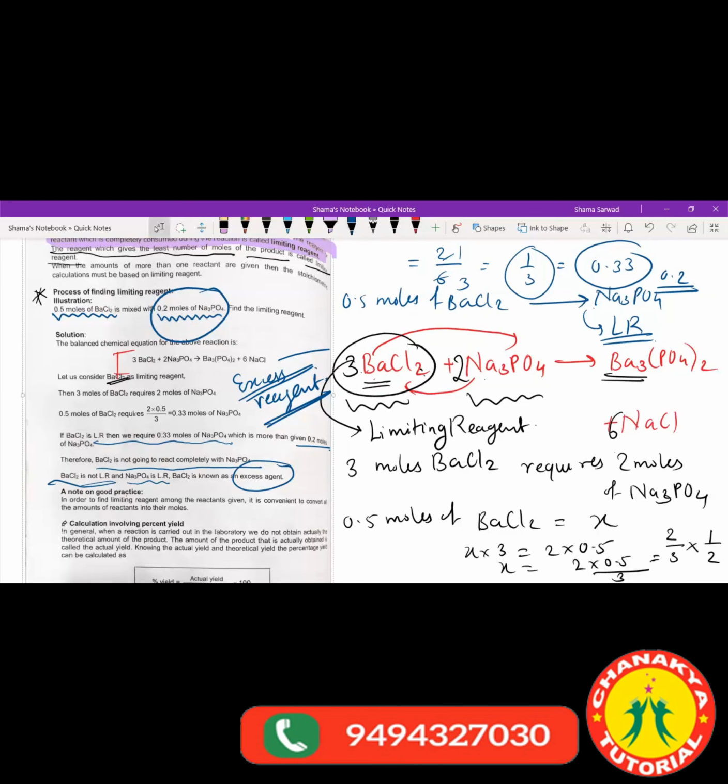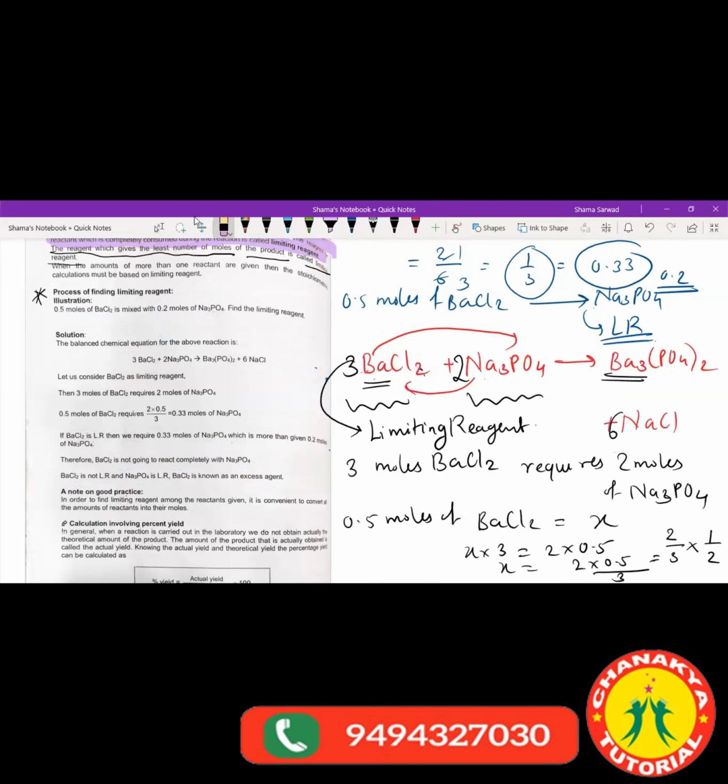We'll move forward then. See what is given. A note of good practice, how to practice it in a good manner. In order to find the limiting reagent among the reactants given, it is convenient to convert the amount of the reactants into their moles. What you have to do, you have to convert it into moles. This is one of the important tricks. Please note it down somewhere in your notebook. First of all, whatever reactants are given, you need to convert into moles.